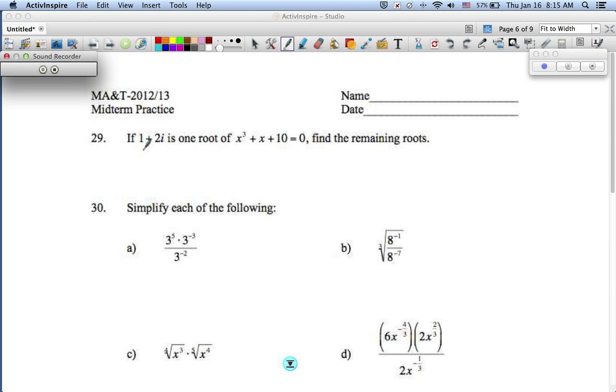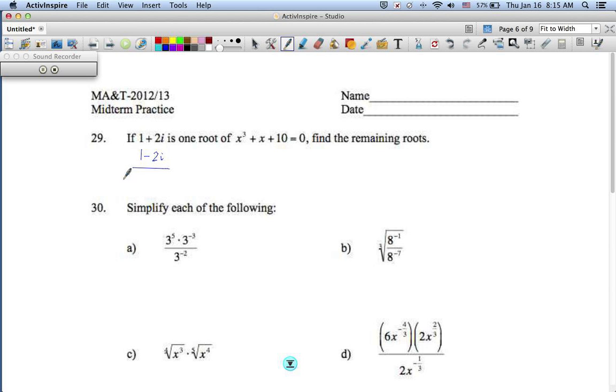If 1 plus 2i is a root, we know that 1 minus 2i is also a root. If we think about our sums and our products, we know we have the sum of 2 and the product 1 plus 2i times 1 minus 2i, which gives us 1 plus 2i minus 2i is 0, minus 4i squared. i squared is negative 1. 4 times negative 1 is negative 4. So 1 minus negative 4, we went with 5. Which means that came from x squared minus the sums times x plus the product.